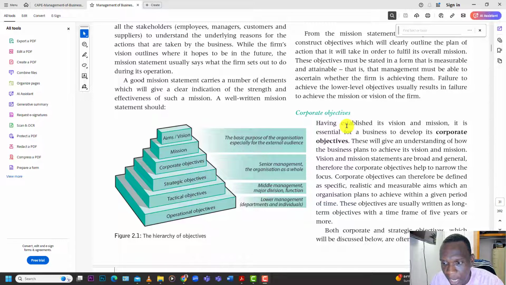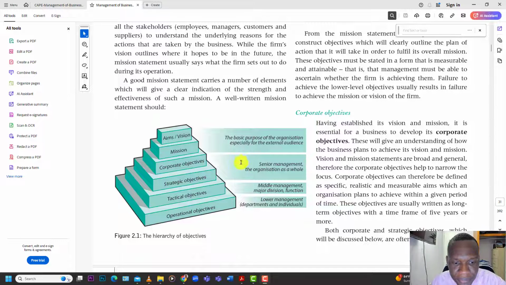Vision and mission statements are broad and general. Therefore, the corporate objectives help to narrow the focus. Corporate objectives can therefore be defined as specific, realistic, measurable aims which an organization plans to achieve within a given period of time. These objectives are usually written as long-term objectives with a time frame of 5 years or more. Both corporate and strategic objectives will be discussed below.